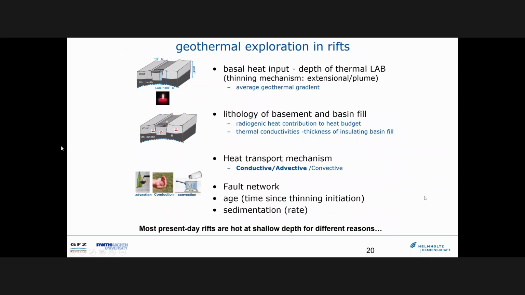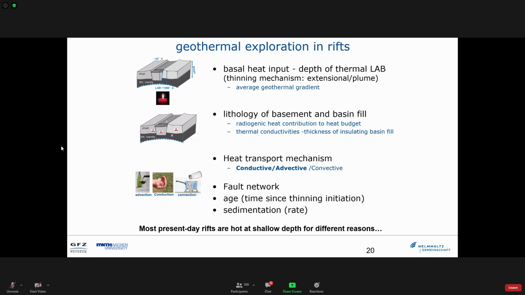So that's already my summary slide, and I was hoping that we have more time for discussion. If I would go for geothermal exploration in rifts, I would first of all check what is my lithosphere thickness, because this is controlling my average geothermal gradient. And of course, it's also important to know what type of thinning mechanism I have. Do I have a bottom-up or a top-down thinning of the crust and lithosphere?